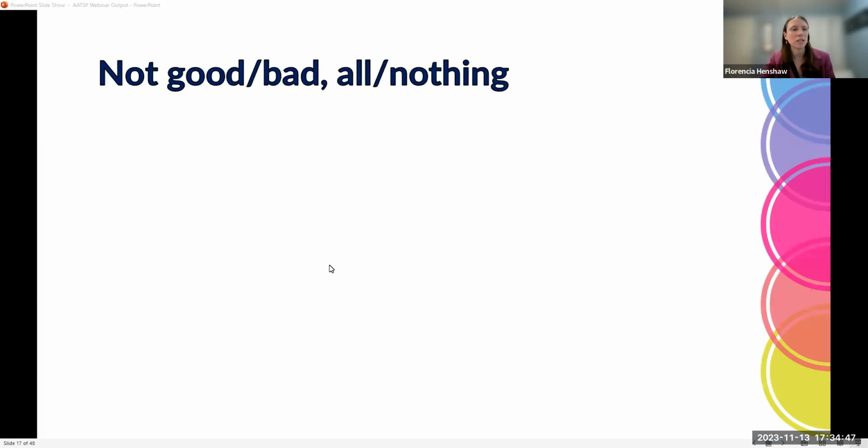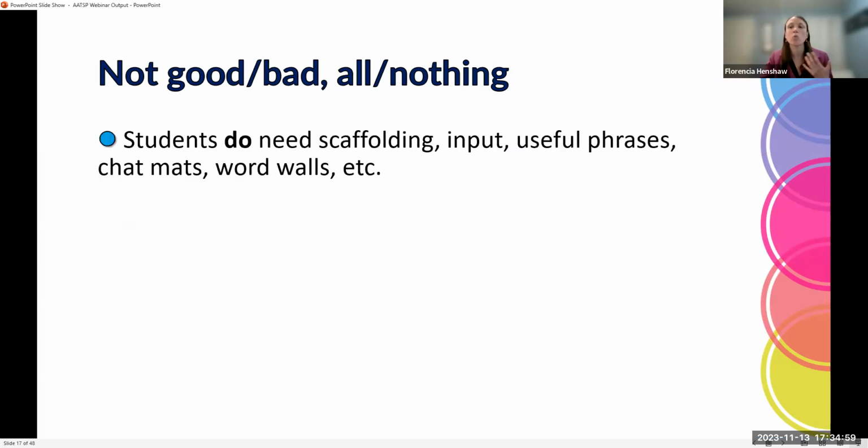So once again, just want to clarify. If they're novice learners, they're just not ready to be asking each other free-flowing questions. I get it. It's not all or nothing, good or bad. It is simply a matter of, what am I targeting with this? The students definitely do need scaffolding, input, useful phrases, the chat mats, the word walls, all of that. Yes, absolutely, they do. If you don't have a system in your head yet, if you don't remember the words yet, how are you going to do that?